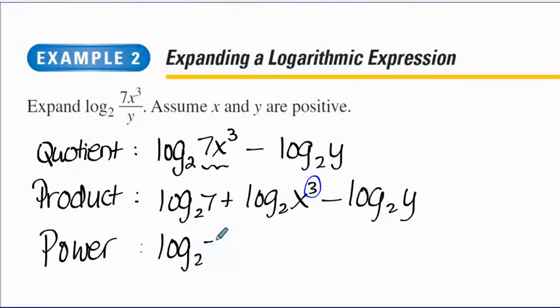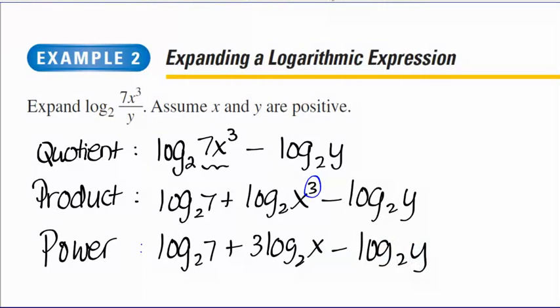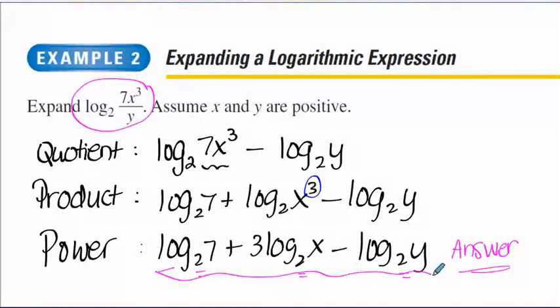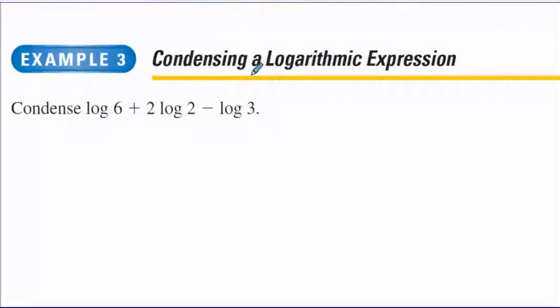So we'll have log base 2 of 7 plus 3 log base 2 of x minus log base 2 of y. Just keep in mind, as you expand that, you've written the 2 as your base for each term. Okay, so that's the final answer, expanded form. Okay, this is considered to be a single logarithm, and this is considered to be expanded form using your properties. Now what we'll do is I'll give you quite the opposite. I'll give you expanded form, and what we're going to do is we're going to condense it.